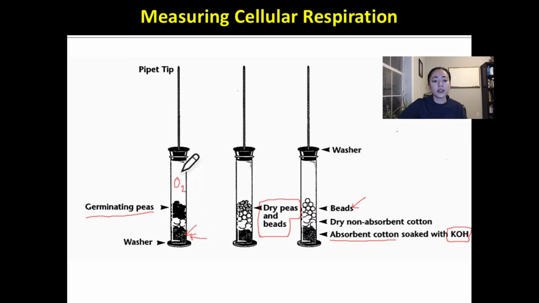So the carbon dioxide will not be affecting the changes in the volume in here. This allows you to have accurate measurements of just the oxygen. After you put your cotton swabs in here and your potassium hydroxide, then you'll put your peas or your glass beads in here, and then you'll put a stopper on the top and insert a pipette into the middle here.